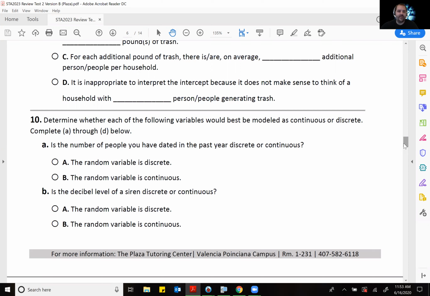Okay, and then part B is the decibel level of a siren, discrete or continuous. Continuous. Definitely continuous, which is talking about the sound. The sound can vary in size. So that's definitely continuous. Perfect.